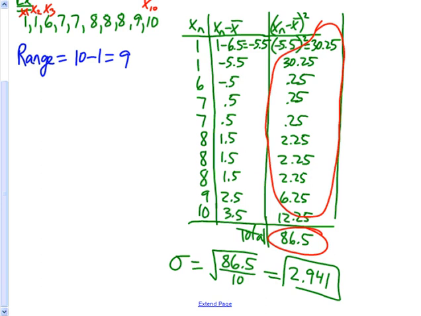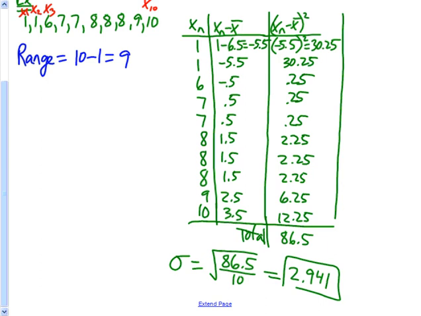For the standard deviation, it's the square root of 86.5 over n. N is the amount of data points I have. So I have how many data points? 1, 2, 3, 4, 5. Anyways, I got 10 of these total, don't I? 10 of those total. So square root of 86.5 divided by 10. And that's a standard deviation.